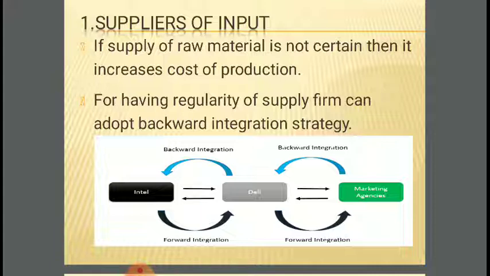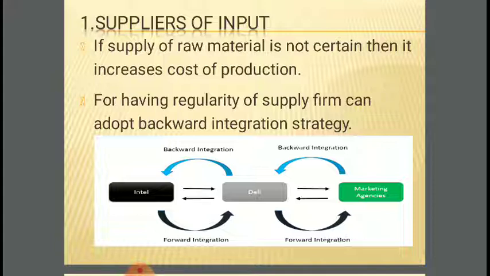So if supply of raw material is not certain, it will increase our cost of production. Secondly, it is written that for having regularity of supply, firm can adopt backward integration strategy. If any firm is not getting regular supply, then as a solution, what it can do? Here it is written that one of the strategy is known as backward integration strategy. First of all, let us know what is integration.